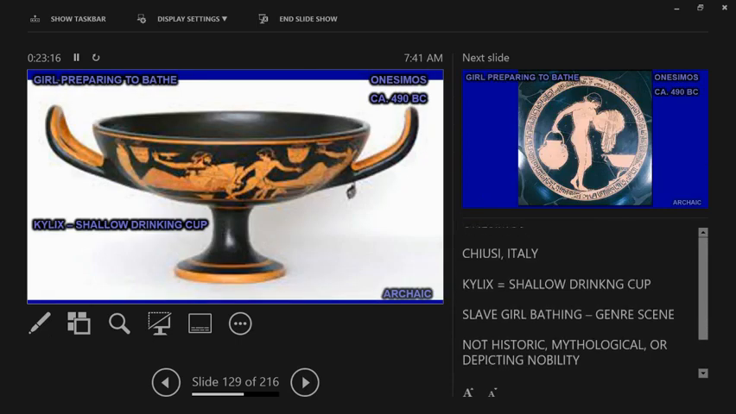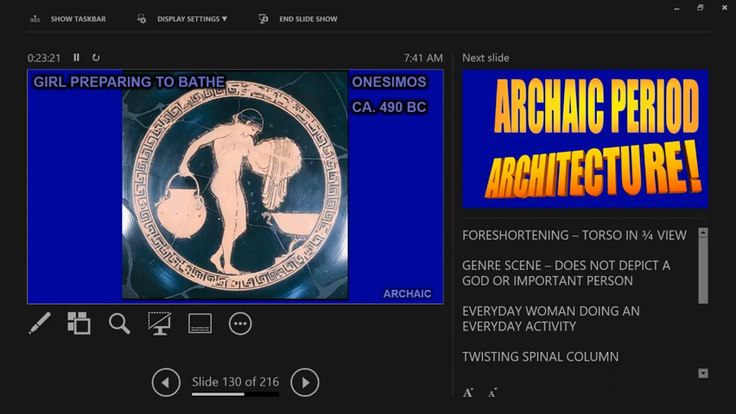But I'm going to go back and look at my notes here. All right, so at this time, it is very unusual because we're still in the archaic period. It is very unusual to have a nude female. Most of the males are nude and the women are clothed. But here we have a slave girl who is getting ready for a bath.